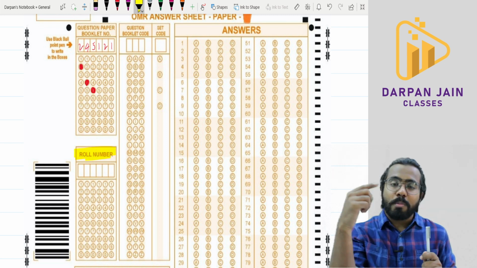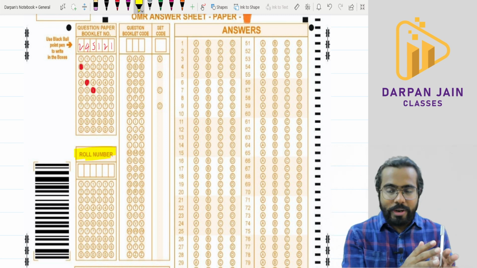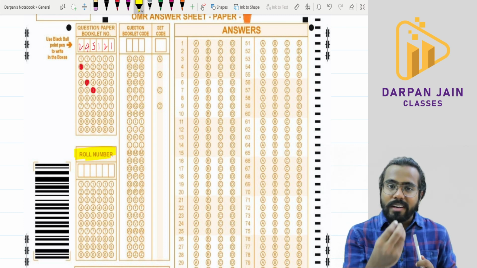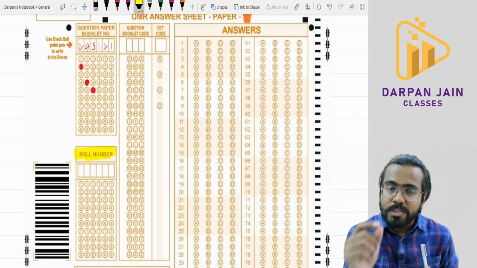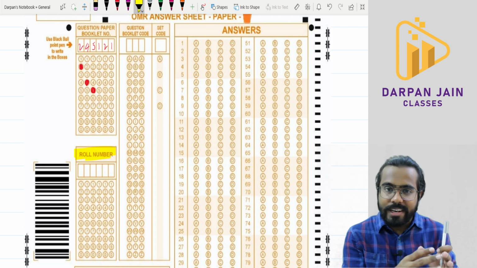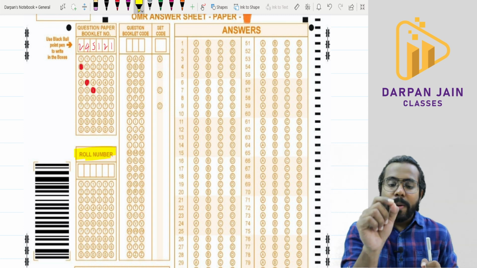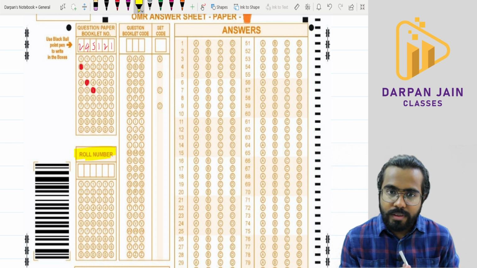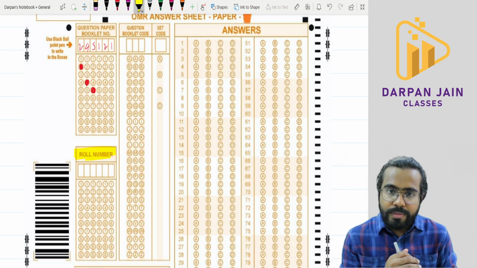And there are 4 options for each. So you will read the question paper. Whatever is the correct answer for 1, you will mark that corresponding option here. Let's say for the first question, B is correct. So you will circle the B option here. That is about how you do that.